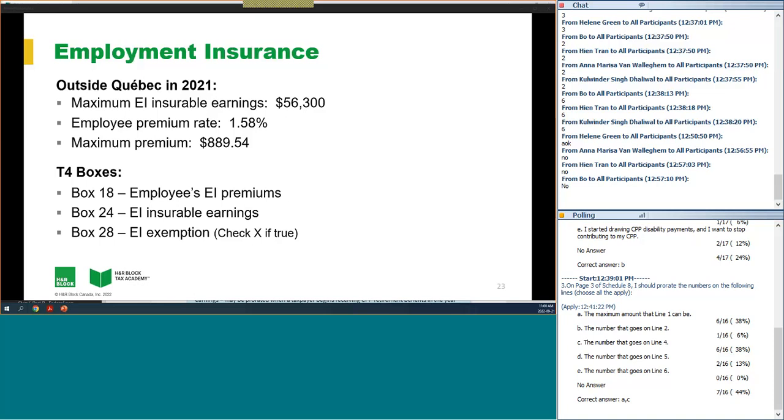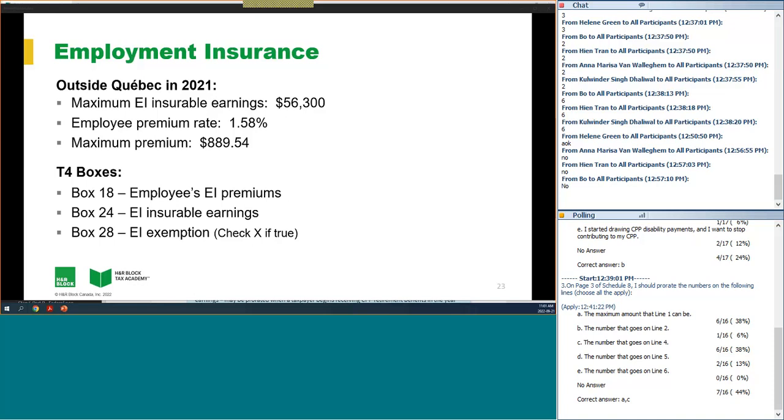Okay. All you need to know, if you see a box 28, it will explain why your box 24 will be blank or will be 0, and that makes sense. Otherwise, if you have income in a box 14 and you don't have income in a box 24, you have to ask what's going on, because pretty much everybody's employment income should be earning or paying into EI as well.